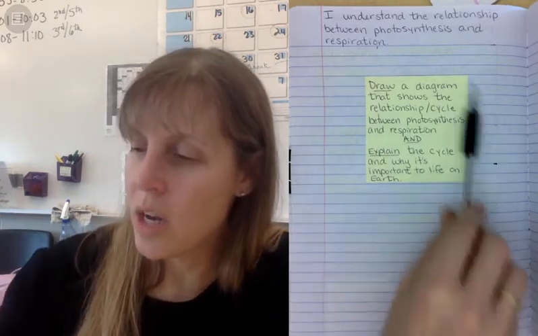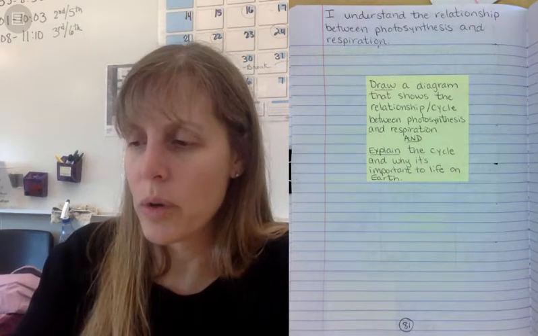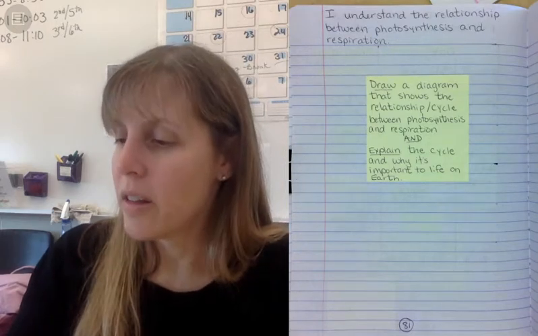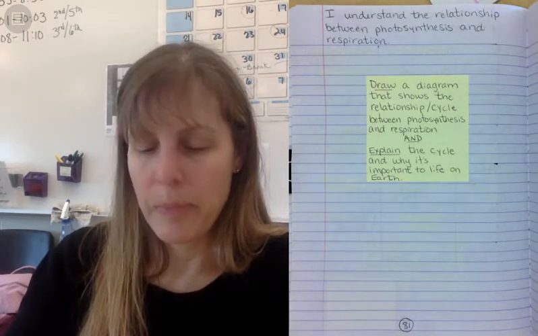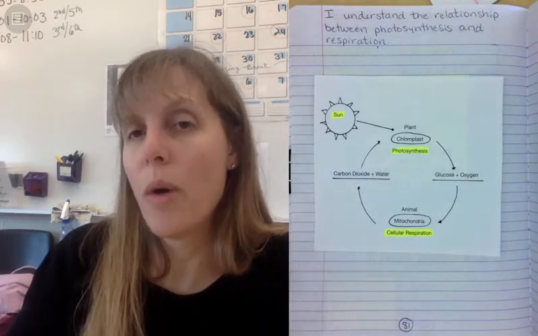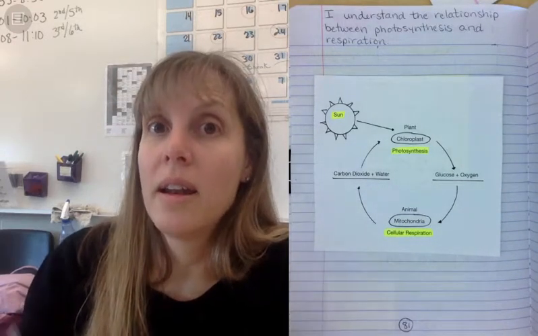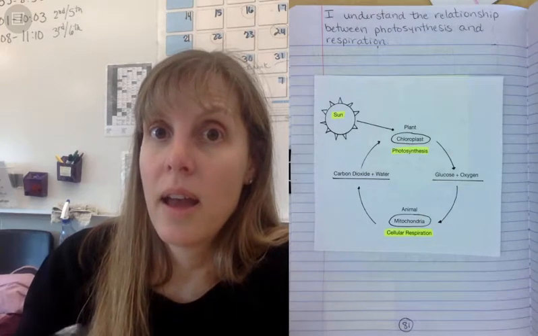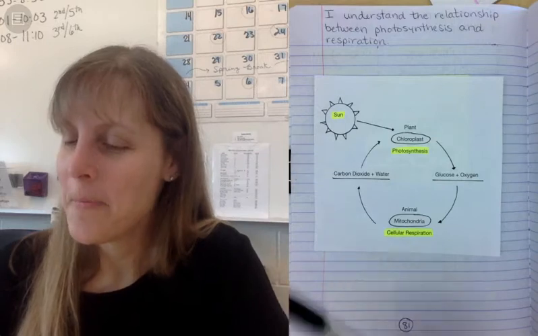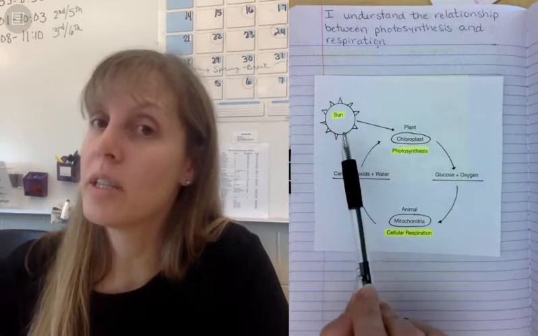So on page 81, I'd like you to draw a diagram that shows the relationship or cycle between photosynthesis and respiration, and then explain with words the cycle and why it's important to life on Earth. Let me just give you a quick picture of what that might look like. So, you know, a cycle is something that goes again and again and again. It starts with the sun. You guys remember this from a while ago.